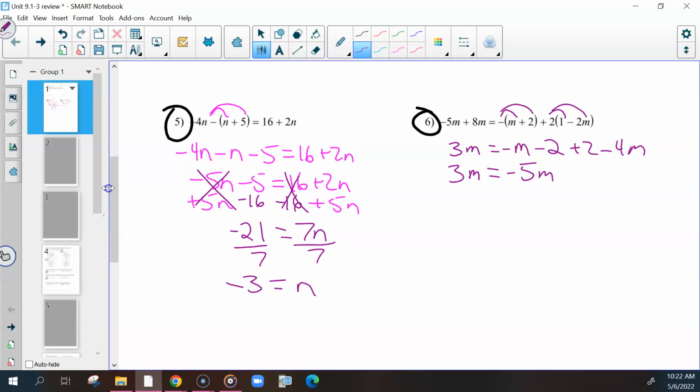Remember that our goal is to still get all the m's on the same side. What would we do next? How would we get them on the same side? We can either add 5m to the other side or subtract 3m from the other side. What we're not going to do is divide, because that would still have m's on both sides.